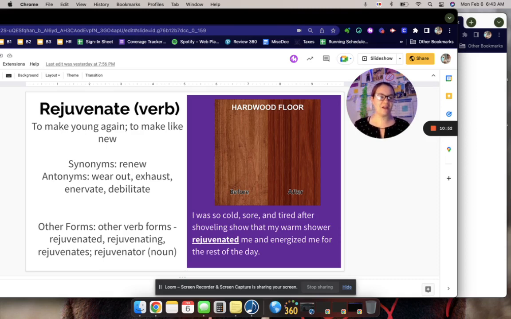So in our picture, you can see that hardwood has been rejuvenated. It's made like new. And then the sentence, I was so cold, sore, and tired after shoveling snow that my warm shower rejuvenated me and energized me for the rest of the day. Going to a spa can rejuvenate a person, getting a facial or a massage. But also sometimes people are rejuvenated by things that are very personal to them. Maybe taking a nap makes you feel rejuvenated.